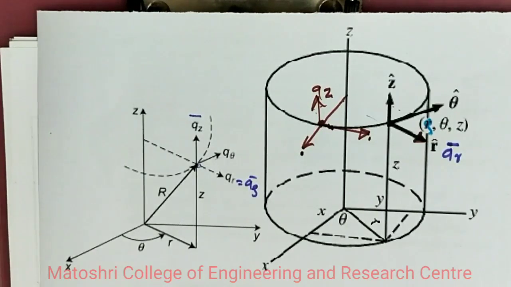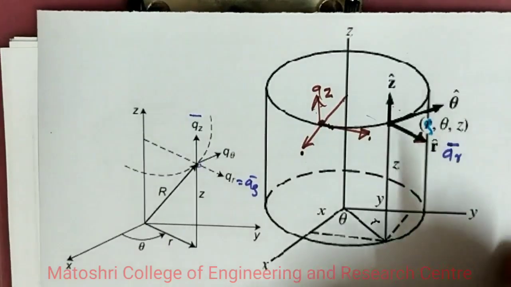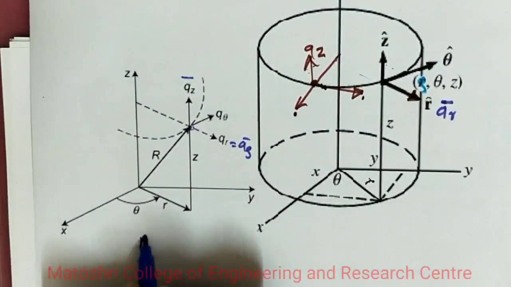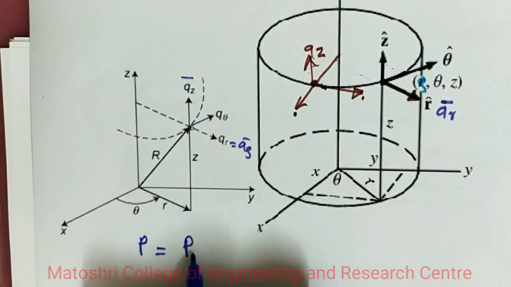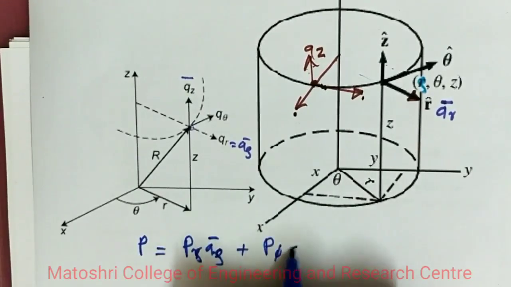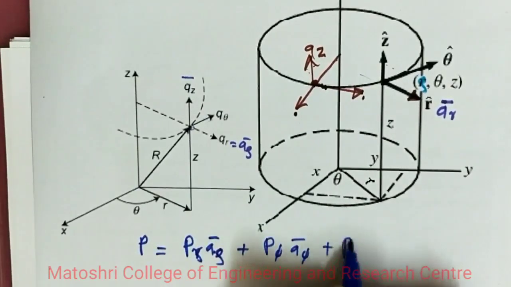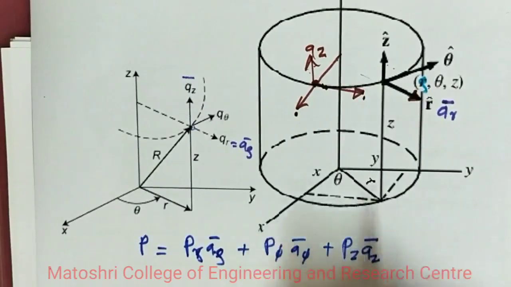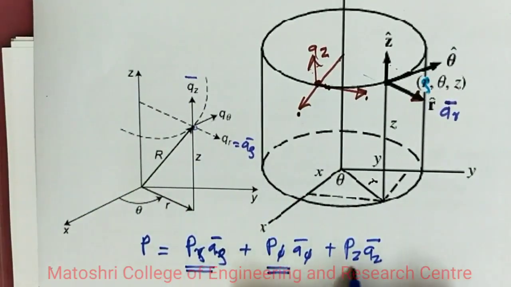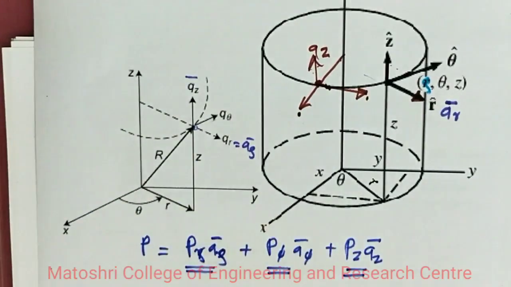Now, similar to the Cartesian coordinate system, in the cylindrical coordinate system also we are able to specify the position of the point in terms of a position vector. The position of the point is given as P rho a rho, P phi a phi, and P z a z. What is P rho? It is the rho component of the vector, P phi is the phi component of the vector, and P z is the z component of the vector.